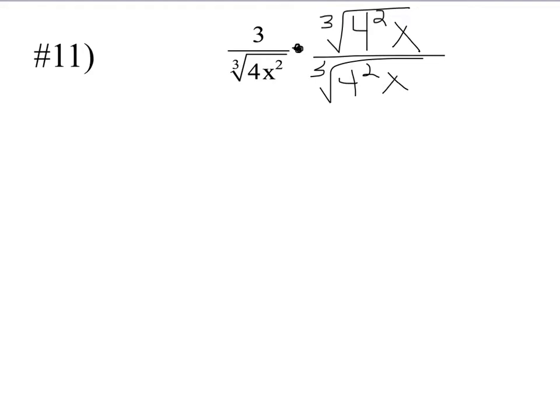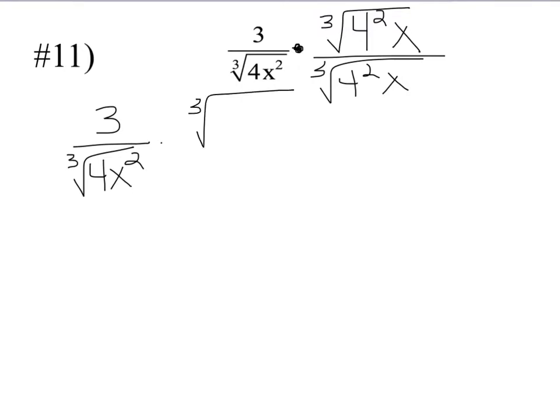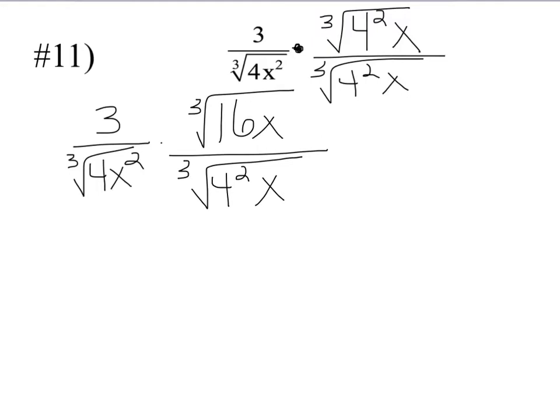So let's clean that up a little bit. 3 over cube root of 4x squared times, we know that 4 squared is 16, so we're going to say cube root of 16x over the cube root of 4 squared x. Now, the reason I left it the way that it is you'll see in just a second. So now I multiply numerators.